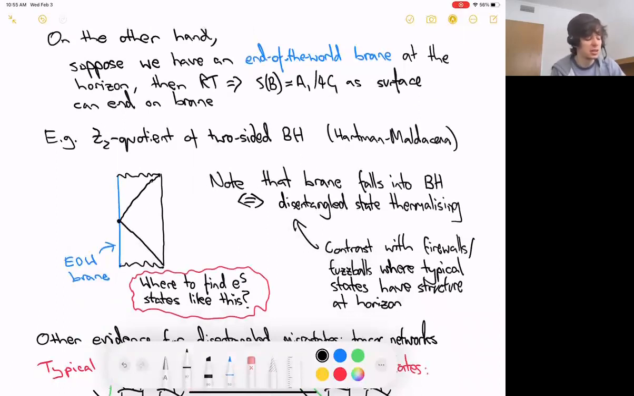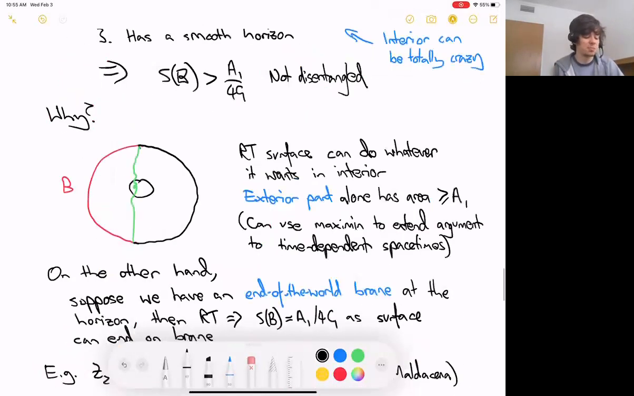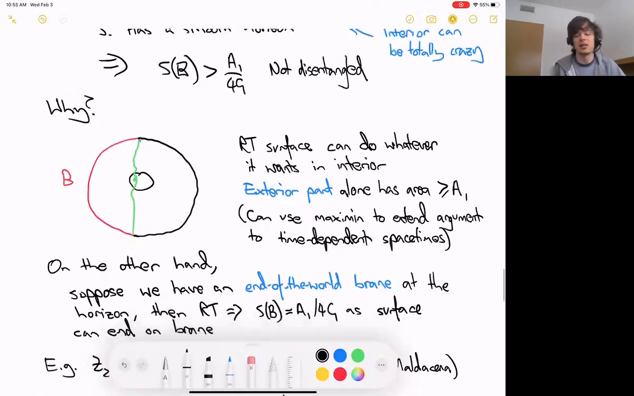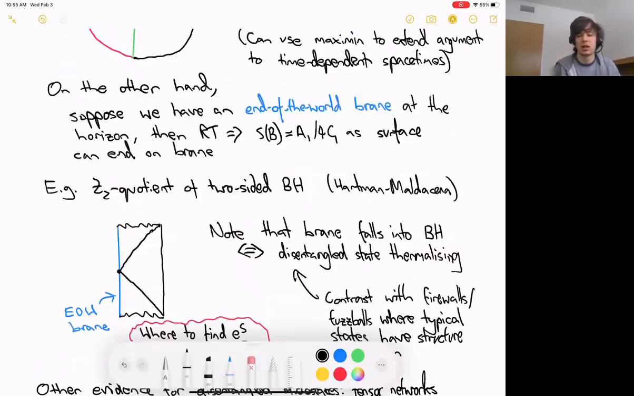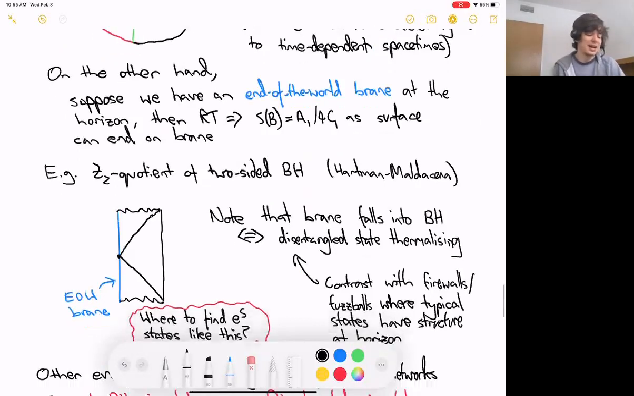However, notice that this state doesn't have a smooth bifurcation surface, but it does have a smooth past and future event horizon. And that's completely consistent with the quantum information point of view, because if we have a disentangled state like this, and then we evolve it in time for a little bit, it's going to thermalize. So the entanglement entropy of big B is going to increase, and it's going to quickly become a typical microstate from that point of view.